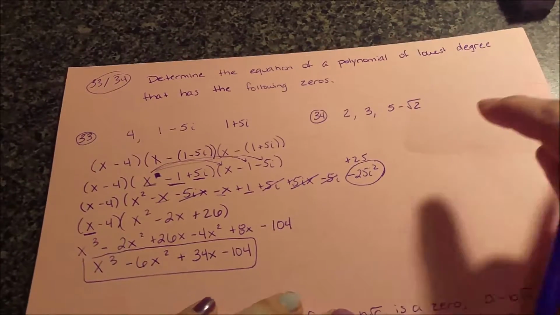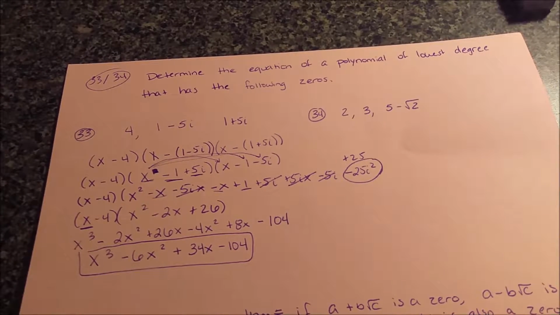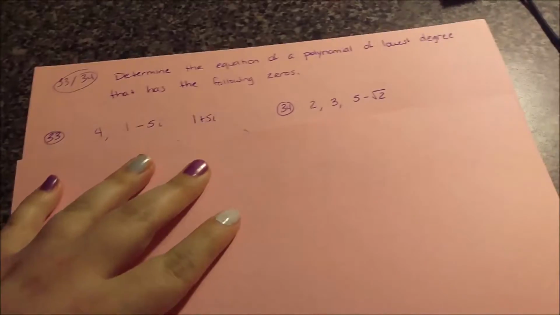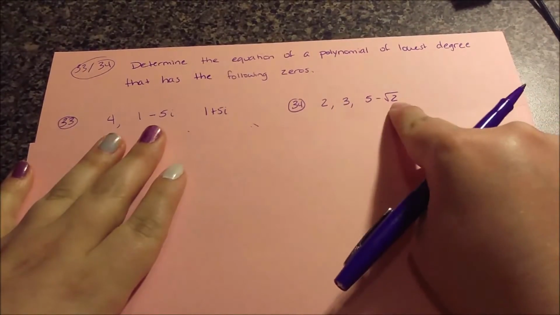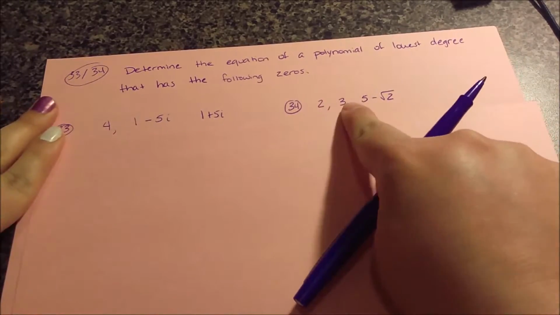Now we do the exact same process over here with number 34. I'm actually going to need to grab more paper for this one. Alright, so number 34 is the same process, except we're not working with our complex roots, we're working with an irrational root. So again, we have those same zeros though, the ones that are given to us.